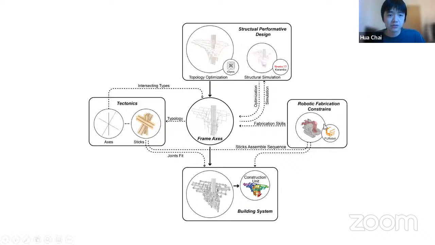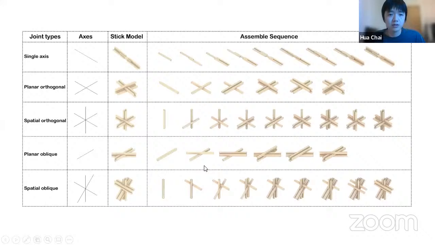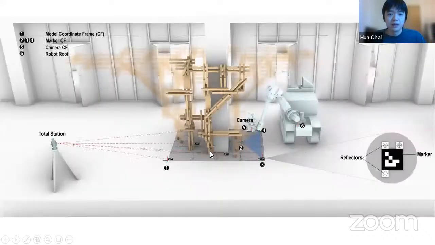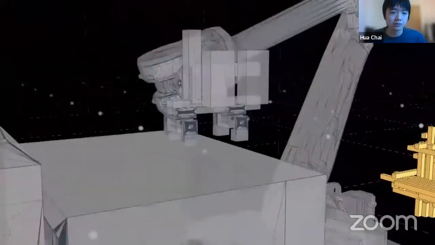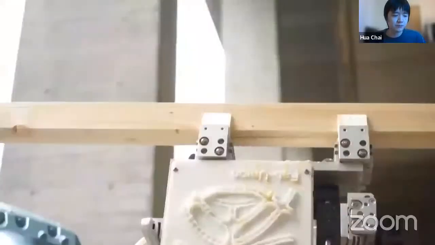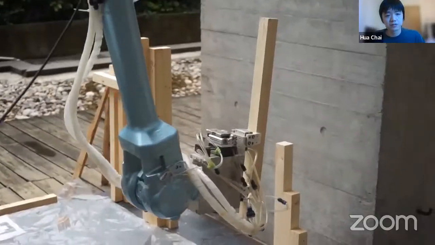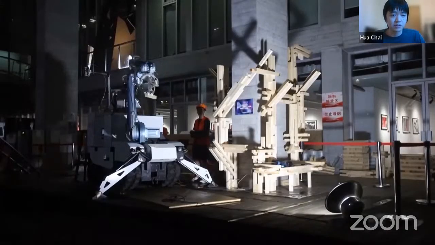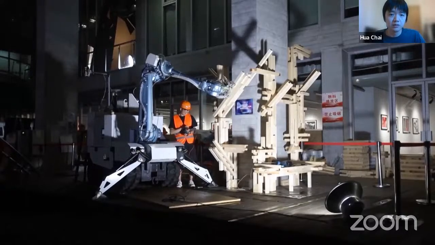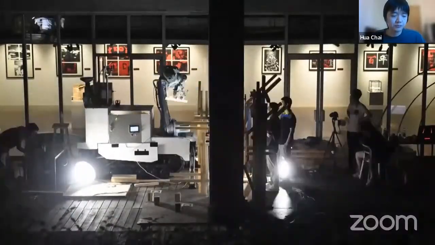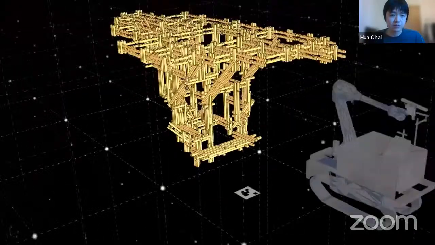For a given frame axis, a spatial glue-lam structure can be generated by first analyzing the joint types and then selecting the corresponding joints from this library. The robot would localize itself and fabricate in a very similar way to the previous project. This is a small video of the on-site construction process. The robot program instructs the robot to grab the sticks, apply glue, and place the stick, and a human operator holds the nail gun to fix the sticks in place.